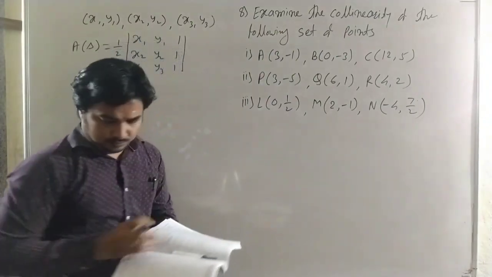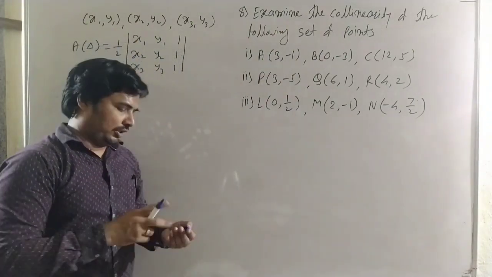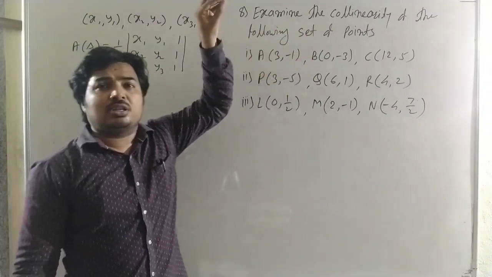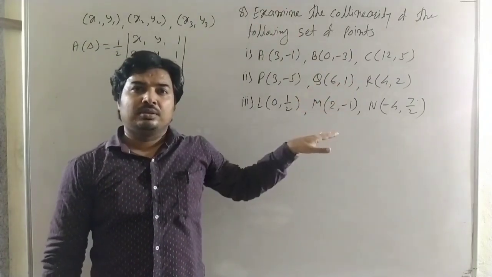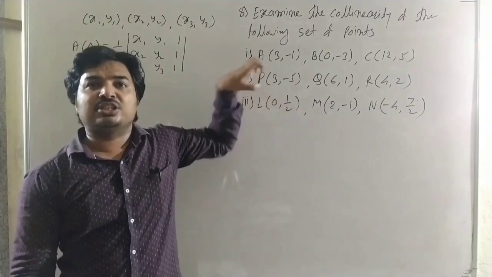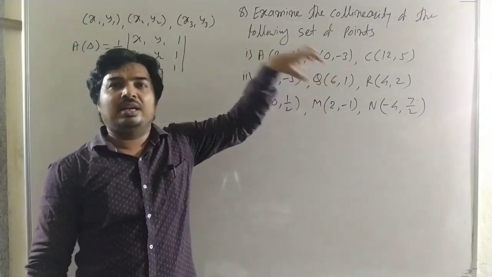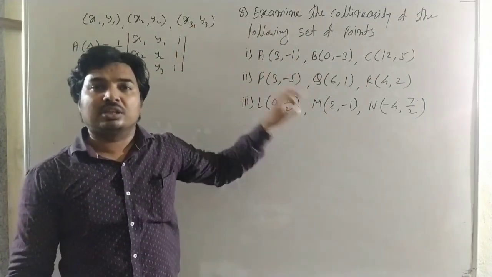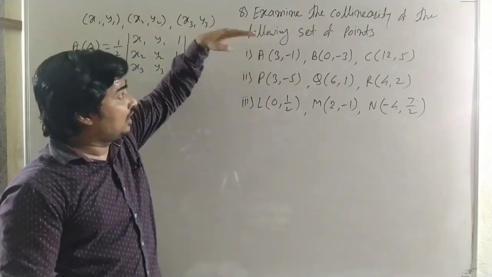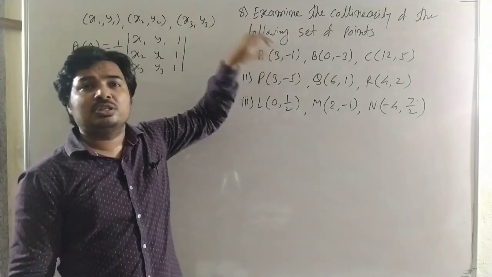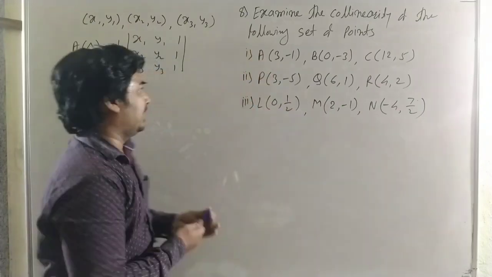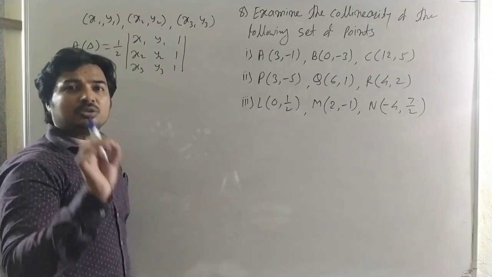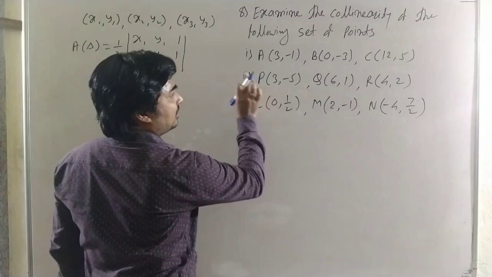Now we want to check the collinearity of the points. Given 3 points, we consider that the 3 points form a triangle. If the area of the triangle is 0, then the 3 points are collinear, and if the area of the triangle is not equal to 0, then the 3 points are non-collinear. We can check the collinearity of these 3 points using the area of the triangle.